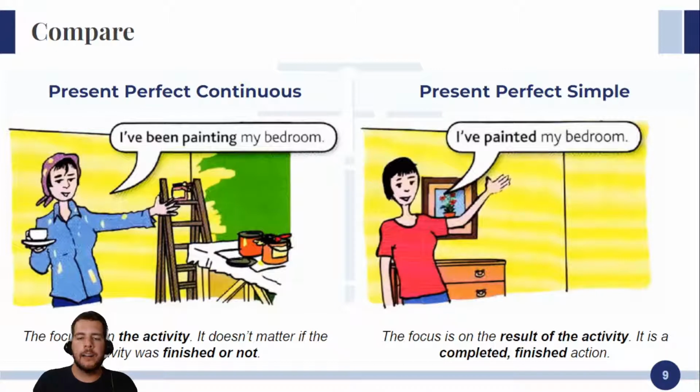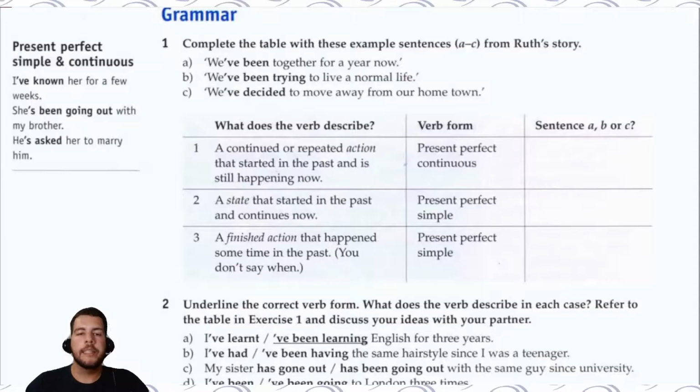Okay, now that we have some knowledge about the continuous and simple forms of the present perfect, let's do exercise number 1. Complete the table with these example sentences A to C from Ruth's story. A. We've been together for a year now. B. We've been trying to live a normal life. And C. We've decided to move away from our hometown.